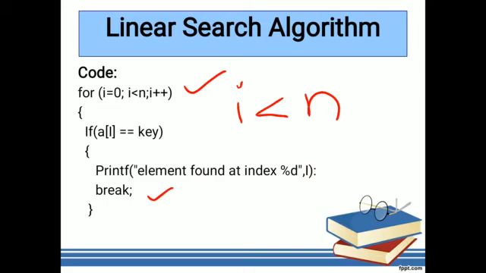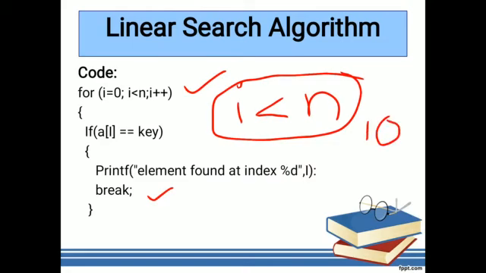That means when i equals 0, it will check whether the value at that particular index is matched with the key or not. If it is not matched, it will move to the next element, and the next element, like that until the condition i less than n. That means if we have 10 elements, up to 10 elements it will continuously keep checking the key element.